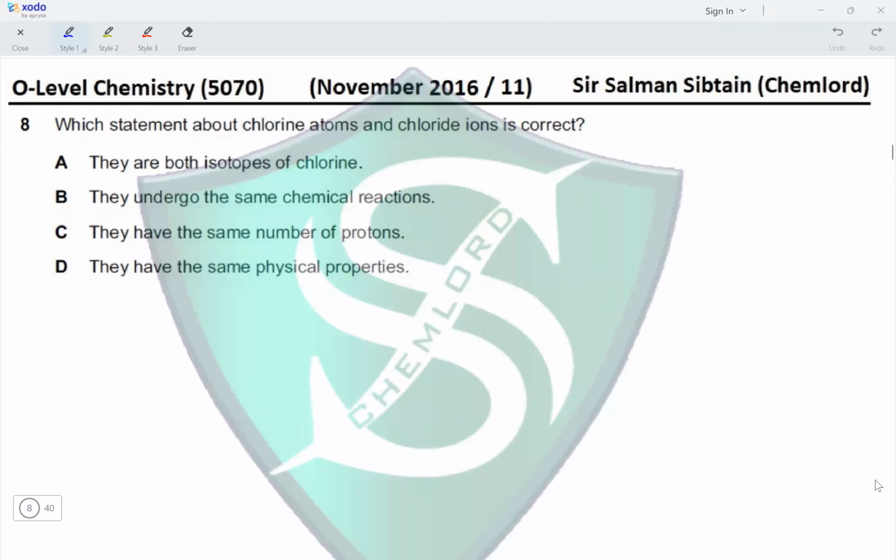Question 8. Which statement about chlorine atoms and chloride ions is correct? So we've got a chlorine atom and a chloride ion. Both have a proton number of 17 and a mass number of 35.5. So they are both isotopes of chlorine? No, they are not isotopes of chlorine because isotopes have a different number of neutrons and the same number of electrons and protons. In a chloride ion, there is one additional electron as compared to the chlorine atom. So this statement is incorrect.